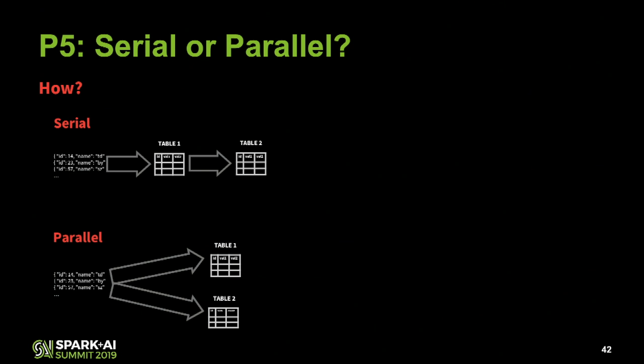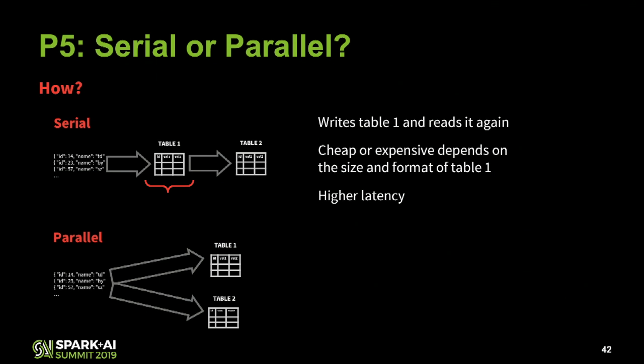Now, typically, there are two ways to deal with multiple outputs: serial or parallel. But each of them has its own problem. With serial, the first table that you're writing out has to be read again. So the same data needs to be read and written once again, which may not be very cheap. Well, it depends on the nature of the table. It could be that the table is small, so reading it once again is cheap, in which case it is fine. But you have to really consider the size or the format of the table to argue whether it's cheap or expensive.